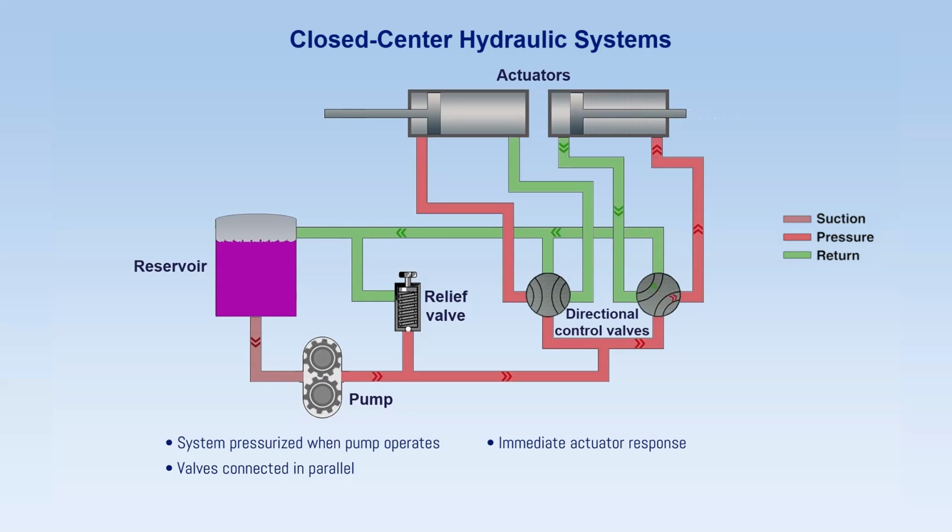Another important advantage of the closed-center system is that multiple actuators can operate at the same time. Since the valves are arranged in parallel, one unit can function without interrupting flow to another. Pressure control in a closed-center system depends on the type of pump installed. If a constant delivery pump is used, a pressure regulator maintains the desired system pressure. A relief valve is also installed as a backup safety device in case the regulator fails.